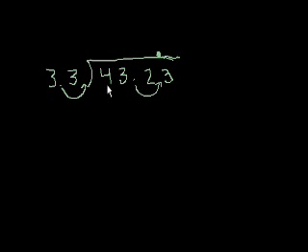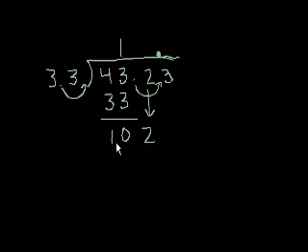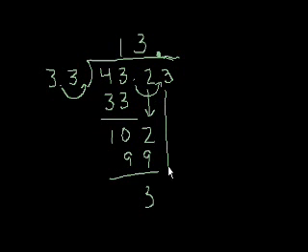33 goes into 4 0 times. 33 goes into 43 one time. That's easy. 1 times 33 is 33. Do the subtraction. 43 minus 33 is 10. Bring down this 2. 33 goes into 102. You could eyeball that one and say, oh, 3 times, because you know 3 times 33 is 99. 3 times 33 is 99. 102 minus 99, well, that's easy. That's 3. And we just bring down this 3.